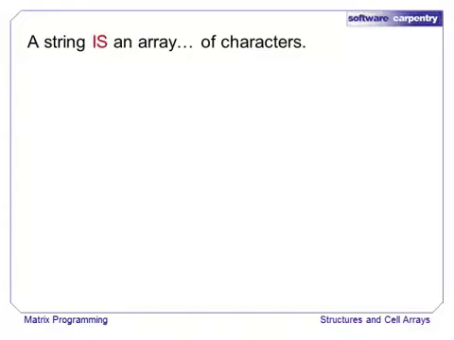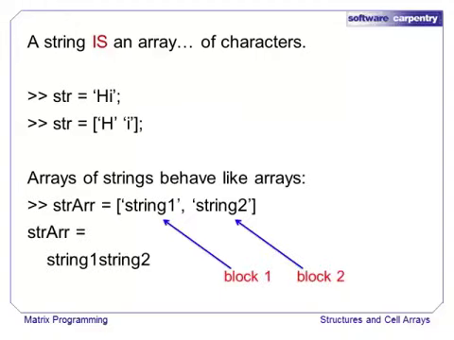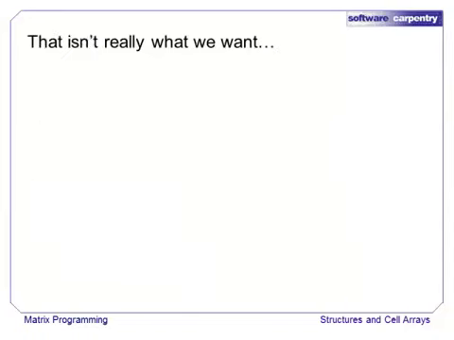In most languages, including MATLAB, strings are actually a special type of array that contains characters. Using single quotes to define a string is just a shorthand way of defining the array of characters. Since a string is an array, creating an array from two strings is really just a block matrix operation like we saw in the lecture on MATLAB Basics. Of course, this isn't really what we wanted.